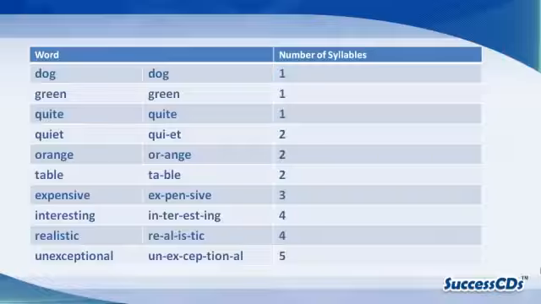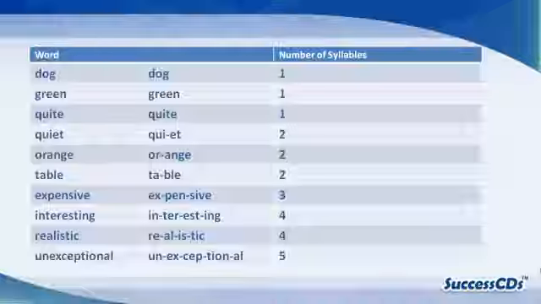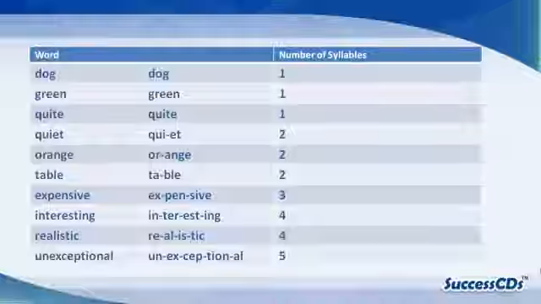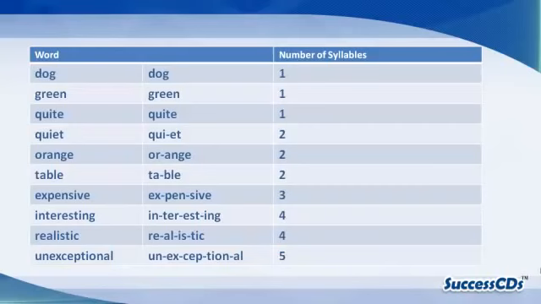Now let's see the word expensive. Expensive. There are three separate sounds and this word can be broken up into three. Hence, this word has three syllables.